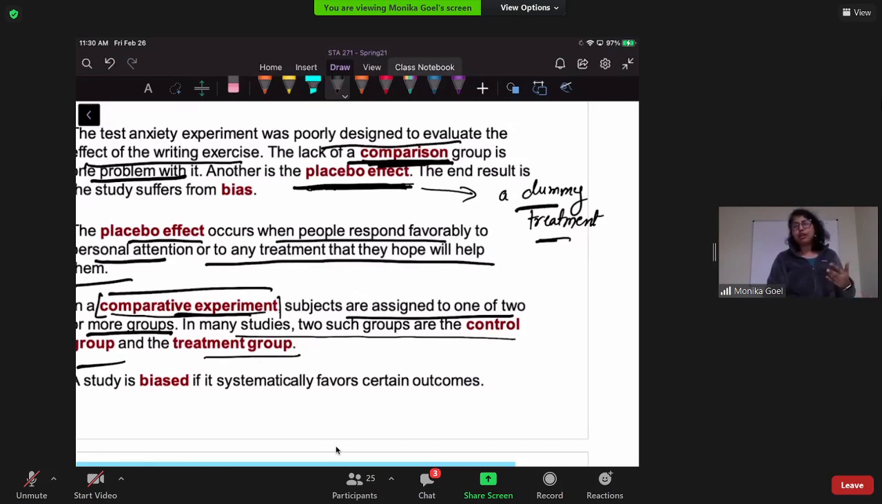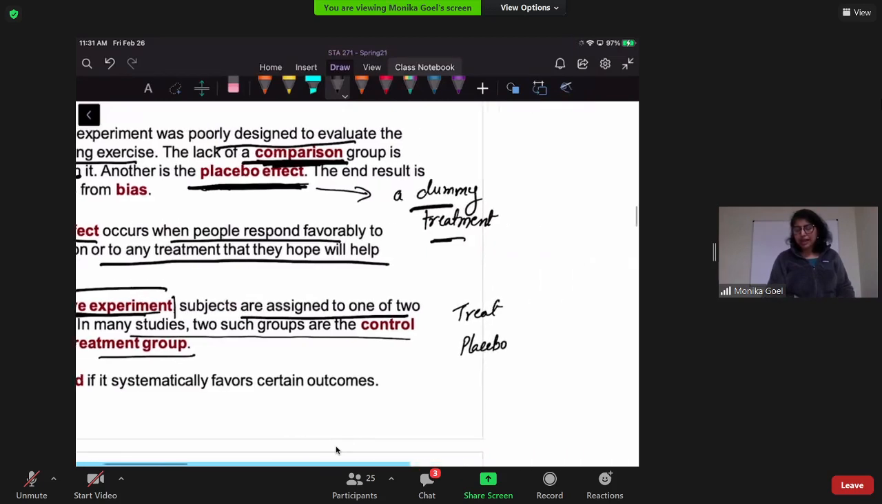If they don't know whether they are getting the treatment or the placebo, they are getting the same thing, so they will react that way. But if I know this is a fake treatment, a dummy treatment, I will react like that. So when the subjects do not know whether they are getting the treatment or the placebo, they behave that way. Sometimes the researcher or the people who come in contact with the subjects also don't know who is getting the treatment and who is getting the placebo. Then that experiment is called a double blind experiment.